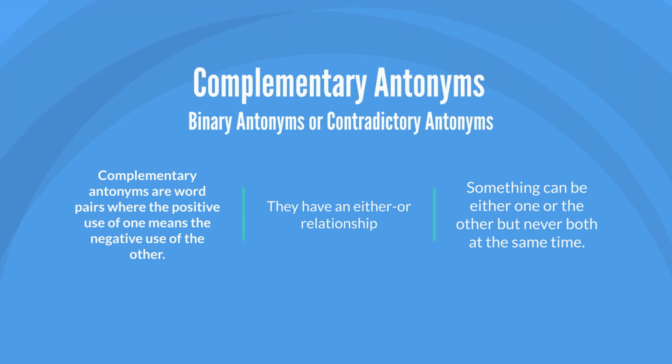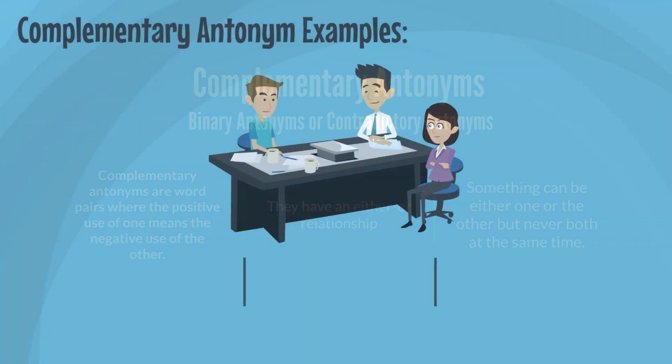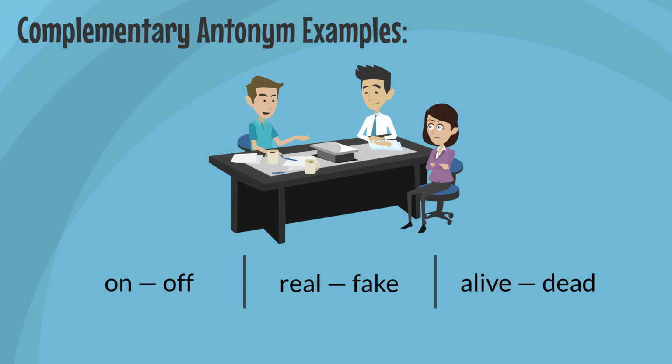Complementary antonyms. Also known as binary antonyms or contradictory antonyms, complementary antonyms are word pairs where the positive use of one means the negative use of the other. In other words, they have an either-or relationship. Something can be either one or the other but never both at the same time. Complementary antonym examples: on, off, real, fake, alive, dead.